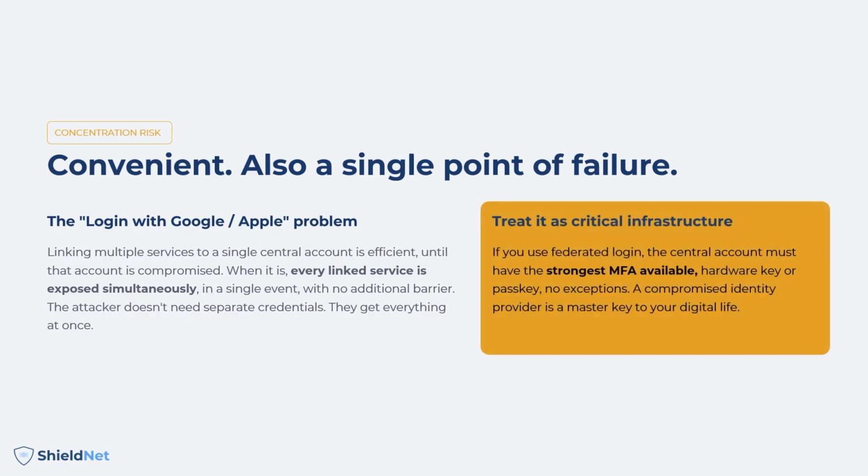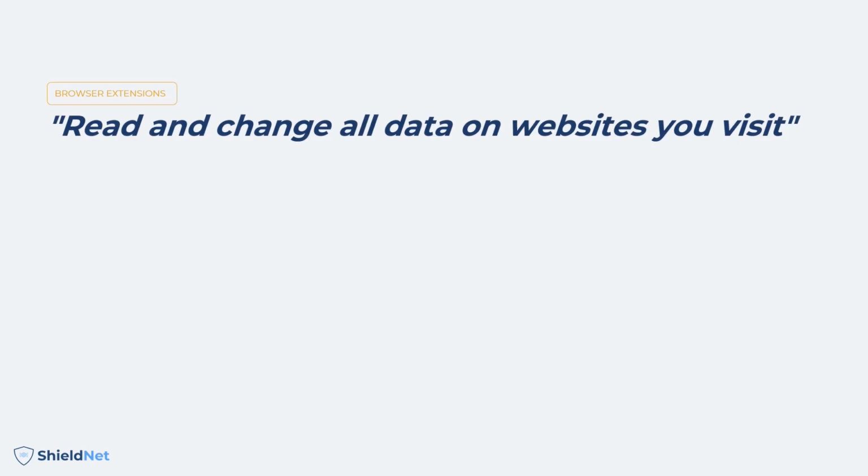It is to treat the central account as critical infrastructure. Enable the strongest available MFA on your Google or Apple account. Authenticator app at minimum, hardware key if possible. Review which services are connected via that account's security settings, and remove any you no longer use. Apple Sign In has an additional privacy advantage. It can generate unique relay email addresses for each service, so the service never knows your real email address.